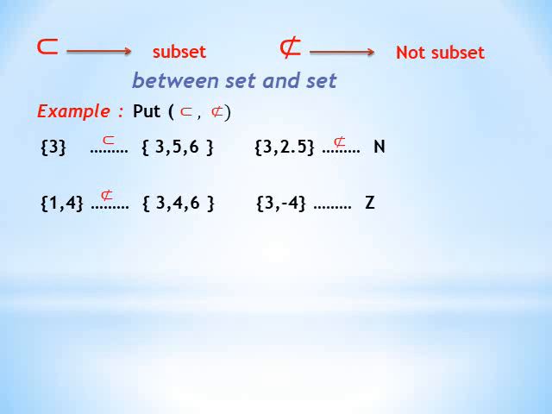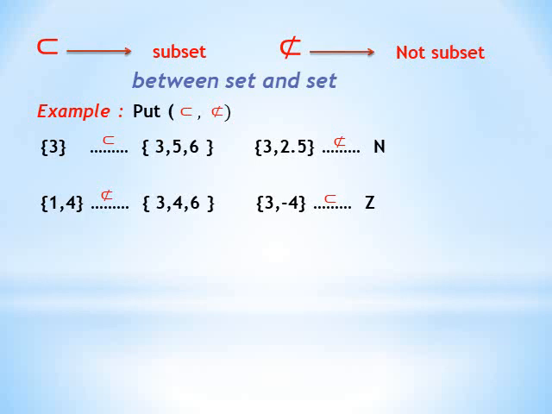What about the other? 3 and negative 4 and Z. 3, I found it in Z. So all positive numbers, we found them in Z. What about negative 4? I didn't find it in Z. I'm sorry, I found it in Z again. So 3 and negative 4, we found them in Z. So what will I put? Yes, that's correct. Subset. Wonderful.